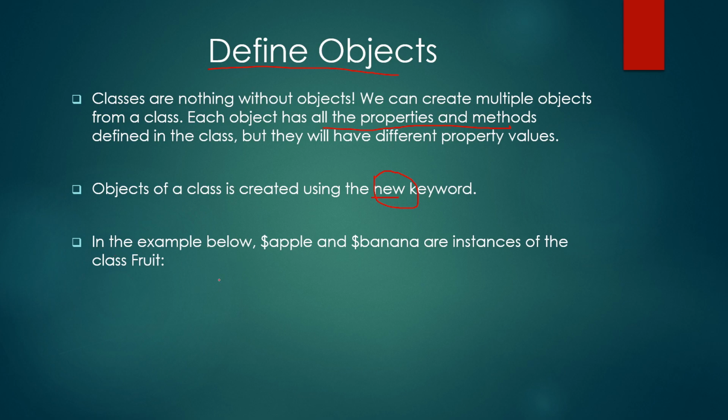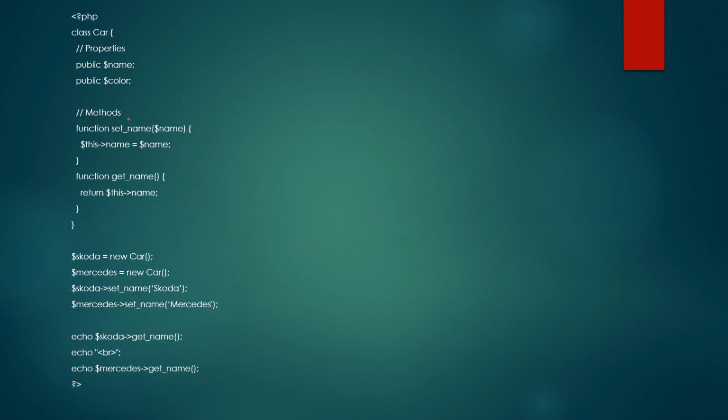So we'll just look at this example. Here we have an example. We have PHP tags, opening and closing, and here I have a class called car. Inside this, I have two properties, name and color, and then I have two methods. So this much of code is the same. We have even written the same code in our IDE. So now this is the code that we have to see.